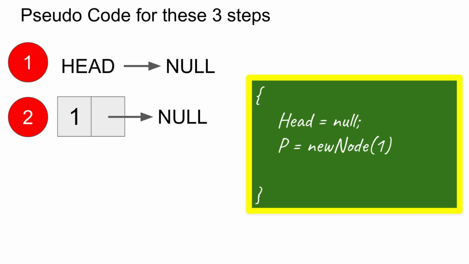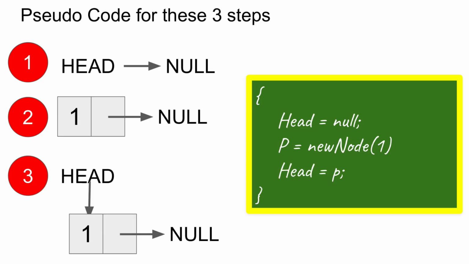Now let's move on to the next step. In the next step, we will use our new node function to create a new node, and we will assign this node to the head. So that makes our list with 1 element added. Easy, right? Now the process is going to change a little when we try adding a second node.